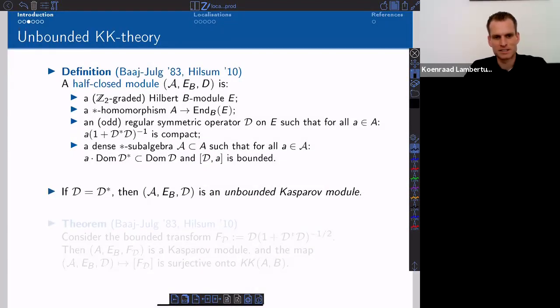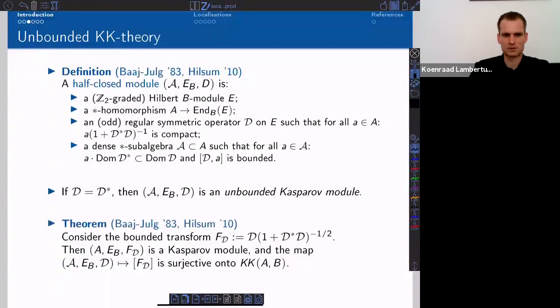And yeah, then let me mention, in the special case where the operator D is self-adjoint, this is an unbounded Kasparov module as introduced by Baaj and Julg. And in the special case where the C-star algebra B is just the complex numbers, then E is just a Hilbert space, and then this is usually called a spectral triple.